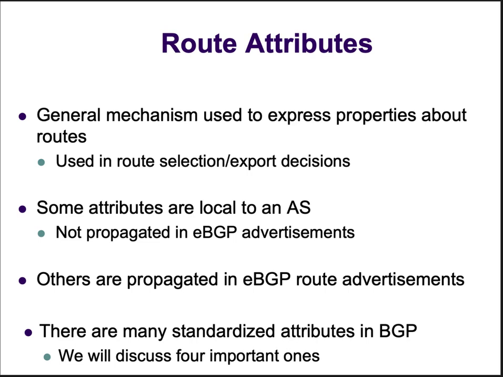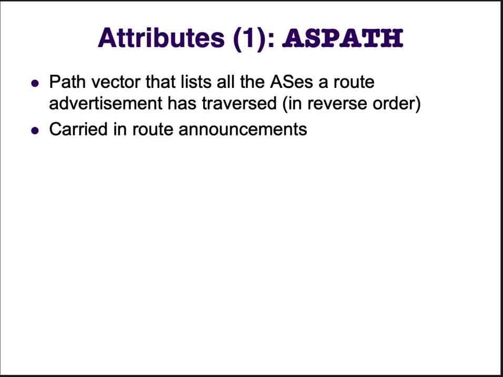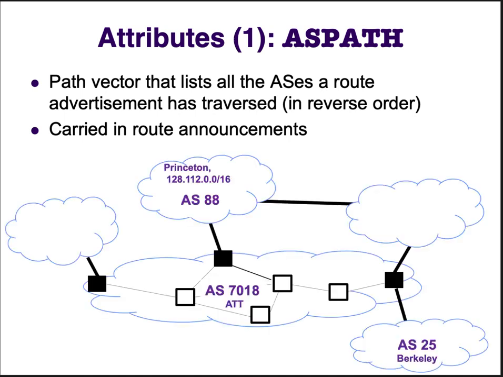Okay? So first attribute, something we've discussed already, is this notion of an AS path. So if you remember from the last lecture, we said BGP is a path vector protocol. It actually, when you advertise a prefix, you enumerate the sequence of autonomous systems needed to reach that prefix, and this is how we prevent loops. So AS path is just that vector of ASs that you're traveling to get to that prefix. Okay? It's carried in route advertisements. So what it would look like is something like this.